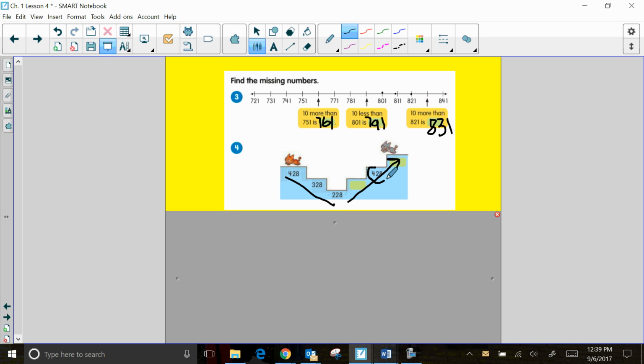And to help make that decision here, I have 428. So these are on the same stair level. These are on the same stair level. So this one will be 328, counting by hundreds, 228, 328, 428. The next 100 would be 528.